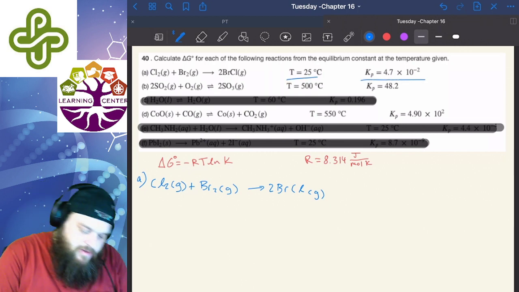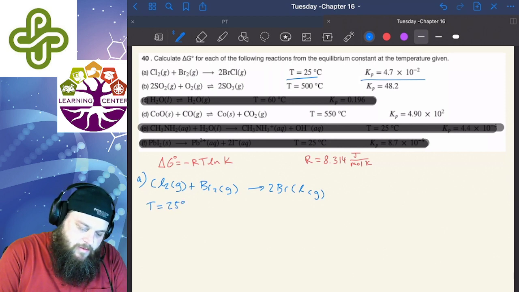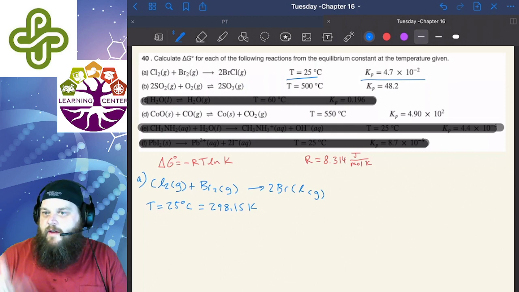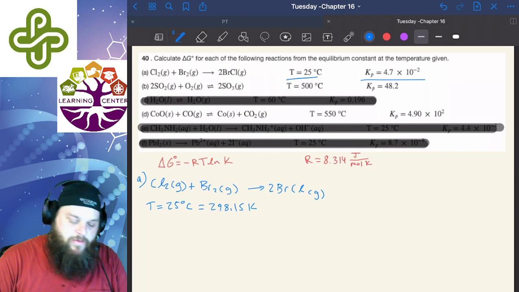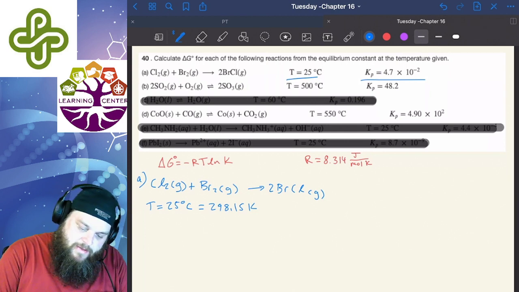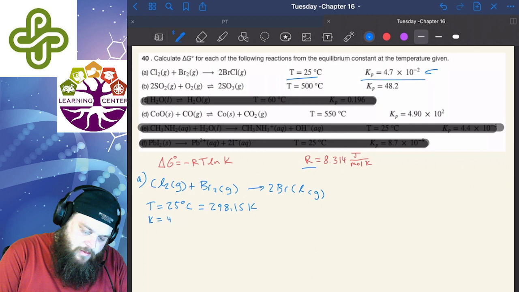And really what we need to focus on is the temperature and that constant. So the temperature is going to be equal to 25 degrees Celsius, which is equal to 298.15 Kelvin. That's 25 degrees Celsius, or 25 plus 273.15, which is what 0 degrees Celsius is in Kelvin. So if that's our temperature and we have an R value there, we just need to know that K is written up here. K is equal to 4.7 times 10 to the negative 2.